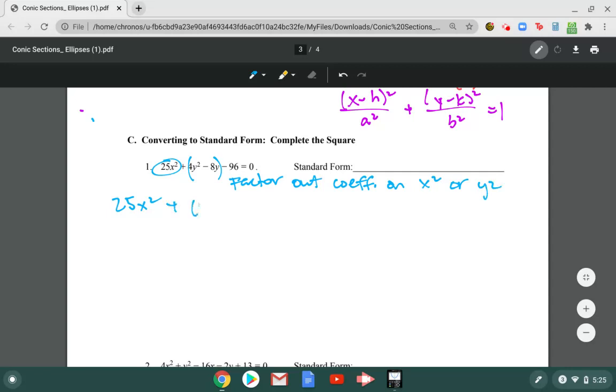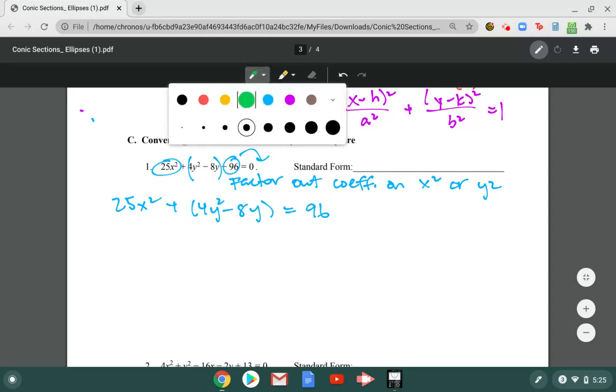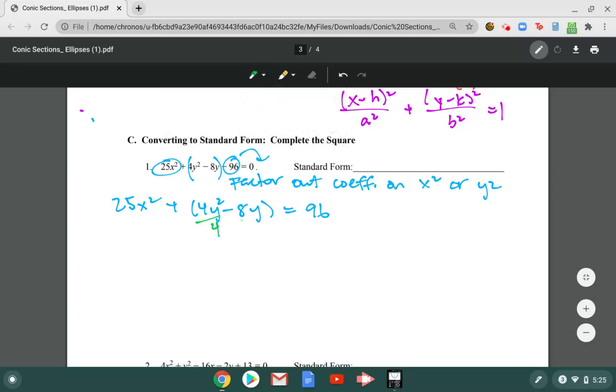So as I put this together here, 4y squared minus 8y, the other thing I want to do is move that 96 to the other side. Okay, so it's starting to look like my standard form: x's are together, y's are together, constant on the other side. Oh, and this should be a squared. Let's go ahead and factor out the lead coefficient. I'm only completing the square on the y's for this one.